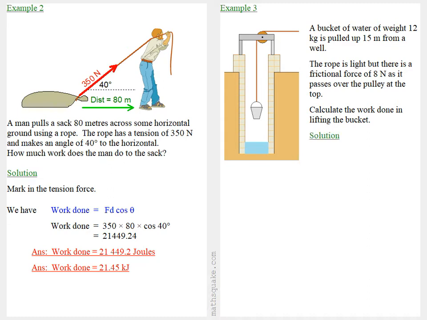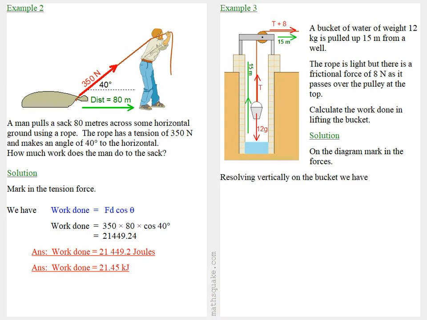Well, to solve this, on the diagram, mark in the forces. First of all, we've got the weight of the bucket, that's 12G, and then we've got the tension in the rope pulling it up, and we can call that T. Now the rope passes over the pulley, so once it passes over the pulley, the tension will be T plus 8 newtons. Now the bucket is moved vertically 15 meters, so at the top the rope is pulled across 15 meters.